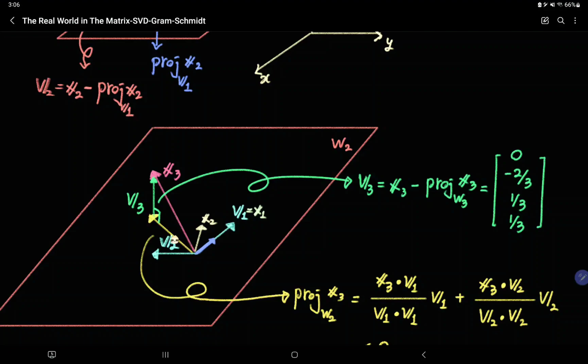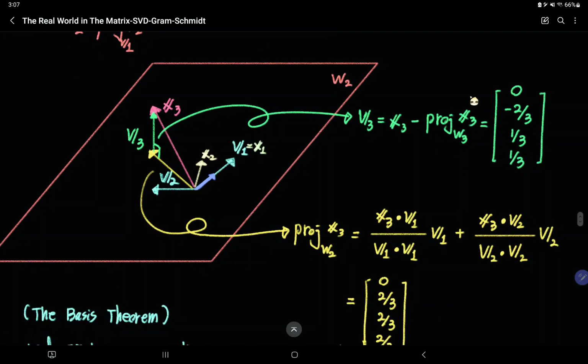Then we get the arrow vector we colored yellow, right? And then we subtract that projection from x3. Then we get the vector which is perpendicular to W2. So you see that green vector, that's the vector obtained by subtracting the projection from x3. That's v3. So you see v3 is perpendicular to the plane W2, subspace W2.